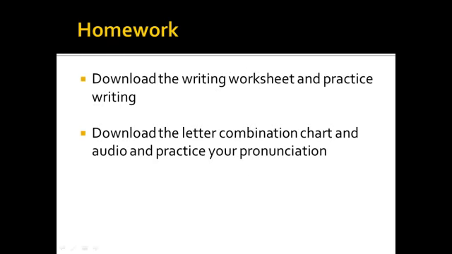So please download the writing worksheet that accompanies this lesson and practice writing the Kaaf and the Hamzat al-Wasl, and also download the letter combination chart and the reading activity that also accompanies this lesson, and practice pronouncing the Kaaf and the Hamzat al-Wasl correctly.